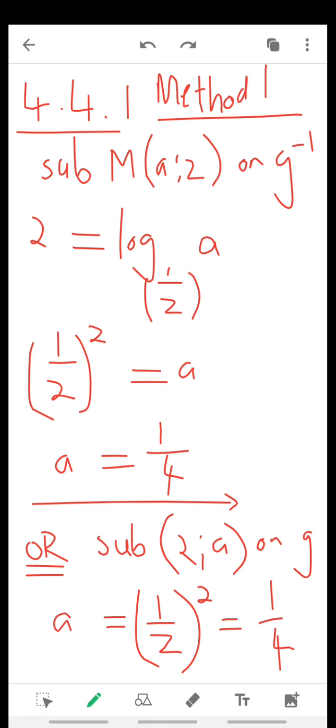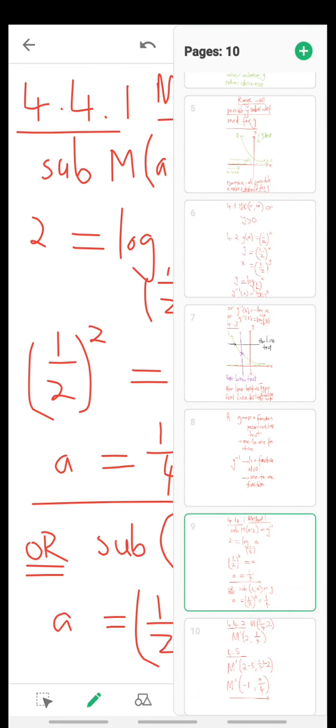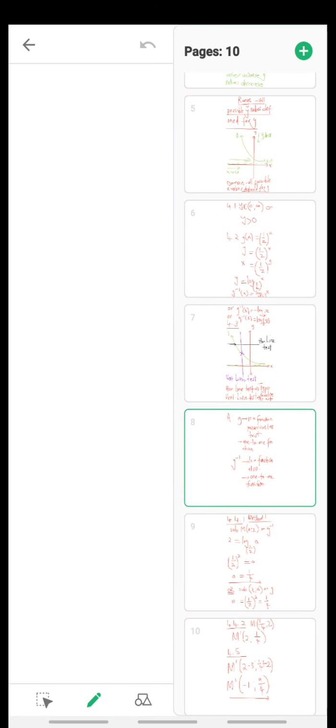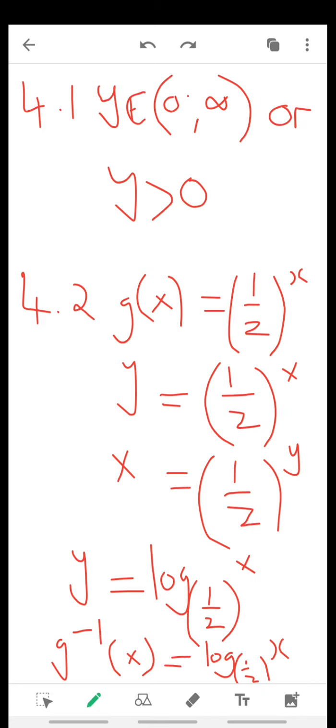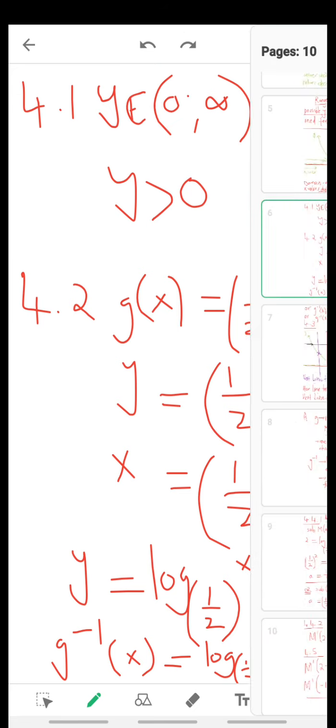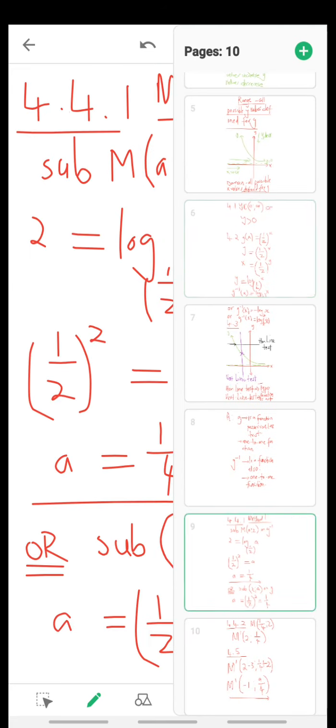All right. Now, with method number one, substituting M as it is given on the inverse, this represents X, this represents Y. So this will be 2 equals log base half of, remember X is A. Okay, I'm taking this from the inverse. Remember the inverse, we found it right here. This was our inverse. So where there is Y, I put a 2. Where there is X, I put an A. Okay, don't be confused.